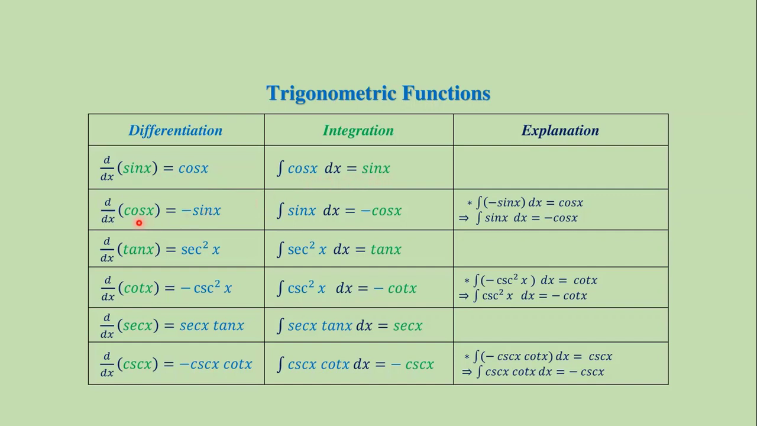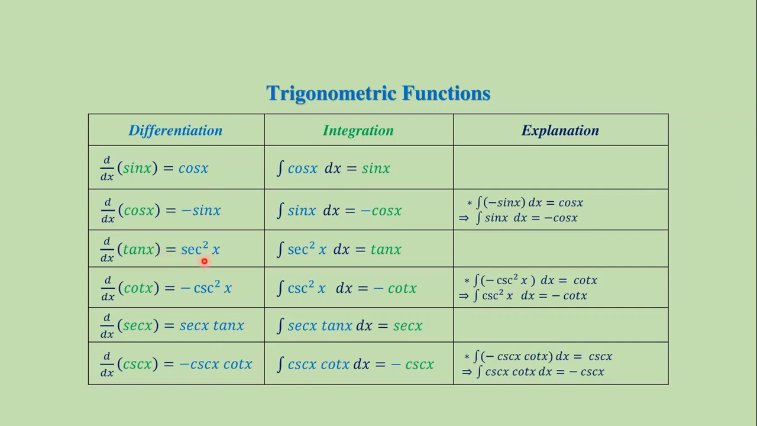Next rule is d/dx of cosine x equals negative sin x. So, if we integrate negative sin x, then we get cosine x. So, integration of negative sin x dx equals cosine x. Now, if we divide by the negative sign, then we get the formula for sin x. That is, integration of sin x dx equals negative cosine x. The same formula.